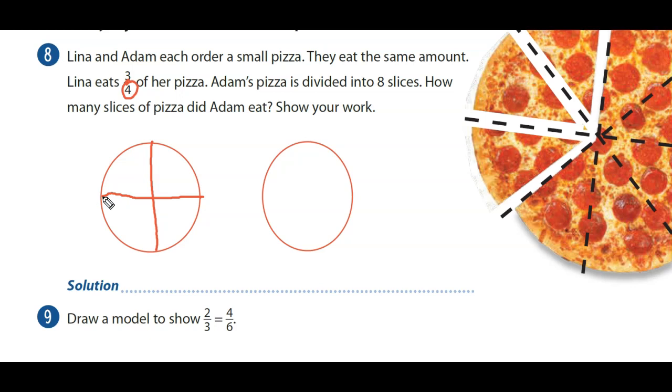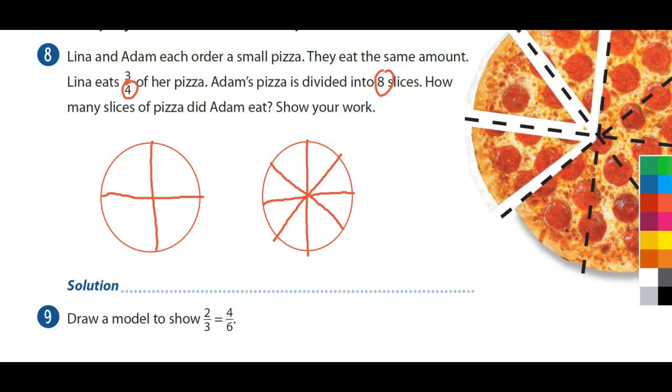Okay. Adam's pizza is divided into 8 slices, so how many sections is it gonna have? 8. I'm gonna do the same thing like I did for 4ths. Down and straight across. Okay, but now I'm gonna go diagonally like this. And then this way. That makes 8. So Lena ate how many slices? How many? 3/4. So I'm gonna shade in how many? 3 of them. And that's it.